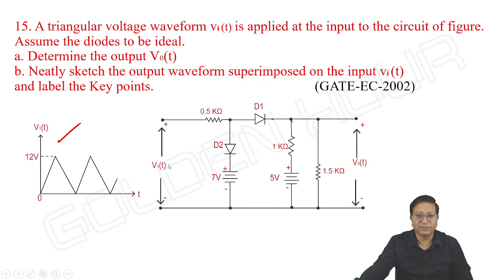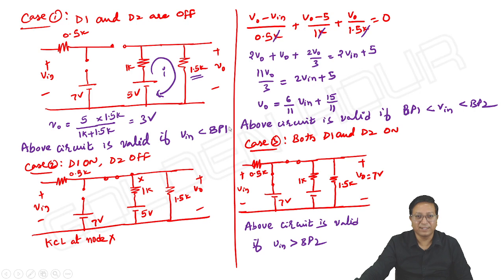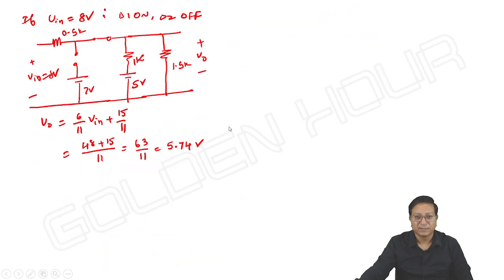If input is 8 volts, then anode voltage of D2 is at 5.74 volt. Cathode is at 7 volts. Absolutely D2 is off. Perfectly we are getting the result. See how much powerful processor I have developed.